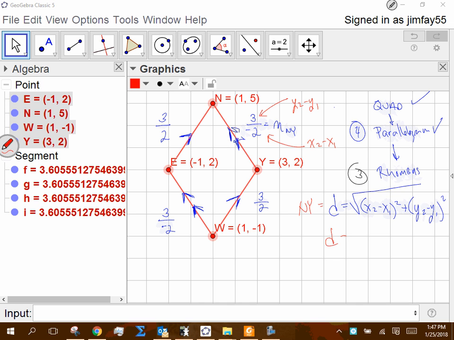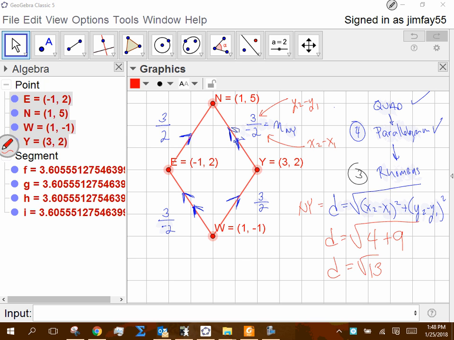So let's do this. x2 minus x1, well, that's a negative 2. What's negative 2 squared? 4. And now I'm going to take the y2 minus y1, which is the 3. What is 3 squared? 9. Was it really easy to find that distance once I knew what the slope was? Yeah. Okay. So the distance of this segment here, NY, is root 13.